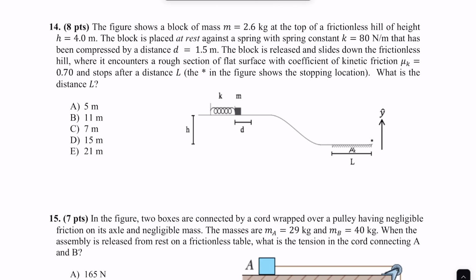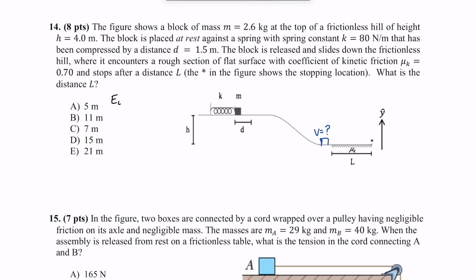This next problem can be thought of as two problems in one. We have an object some height h above the ground. It compresses a spring and then is released from rest. It moves down the hill that has no friction, and then once it gets to this point right here, it encounters a region with friction, slows down, and comes to a stop. We're asked what is the distance the object must travel before coming to a stop. And to solve this, we can solve the first problem as a conservation of energy problem, where ultimately what we want to find is the speed of our object right before it enters the rough patch.